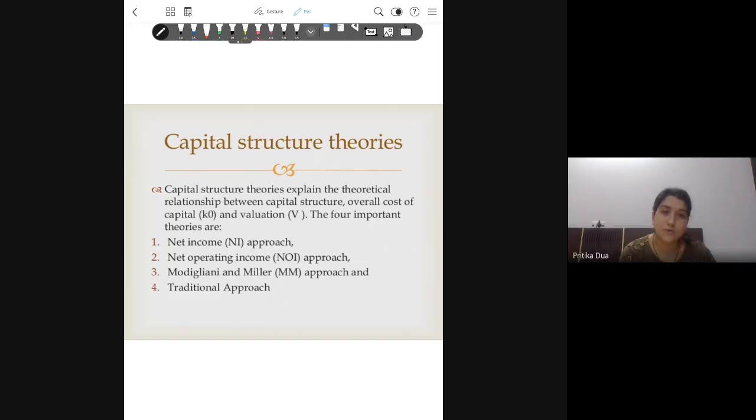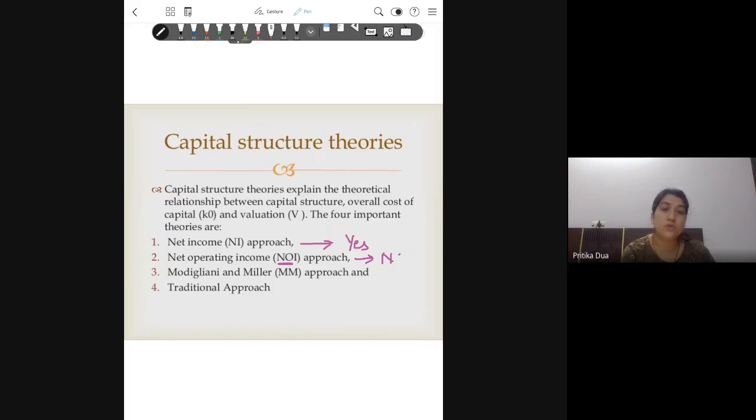So you can see there are four theories before you. First is the net income approach. What does this say? It says yes, the capital structure has an impact on the value of the firm. So capital structure is a relevant decision for the firm. Net operating income. So net operating income already has a no in its nomenclature. So it says no. Capital structure does not have an impact on the value of the firm.